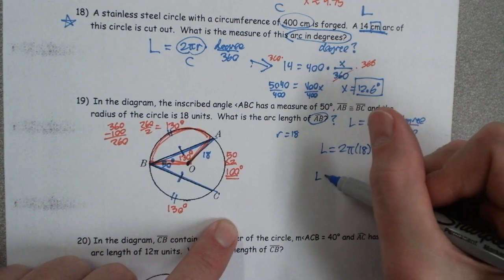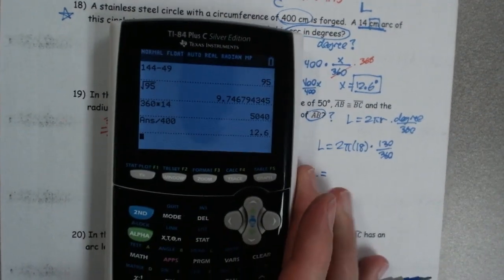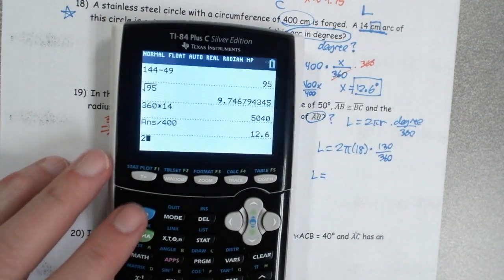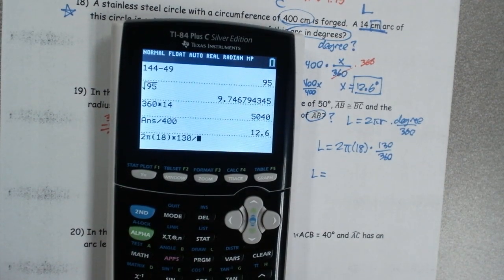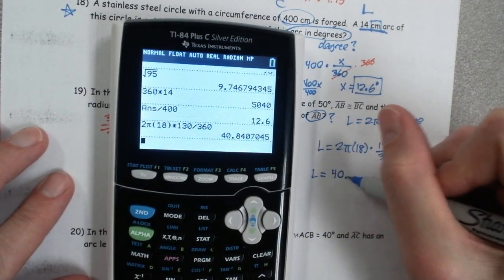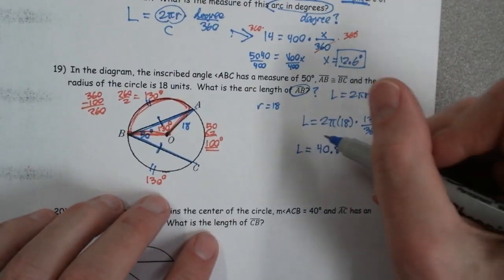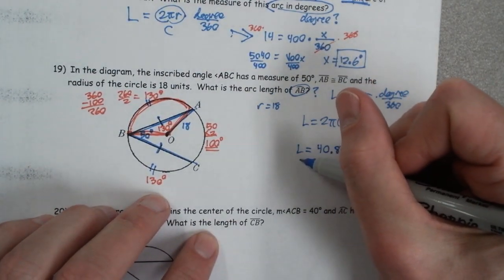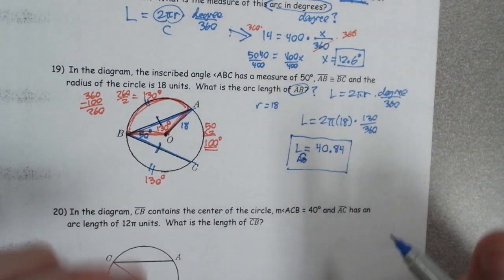And let's plug that into the calculator and we'll get our length. So the arc length for AB is about 40.84, and the units are missing, so we'll add that. So AB is going to be about 40.84 units.